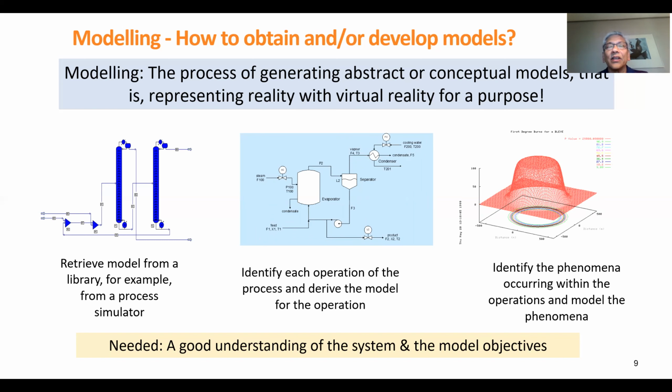That is still at the level of process operations, but if we want to develop at a lower scale, like the phenomena, what you see in the figure on the right is actually the gas cloud after an explosion. Can we model that? And what is needed to model that? So that's an example of phenomena modeling. Again, a good understanding of the objective of the system and the model objectives are needed.